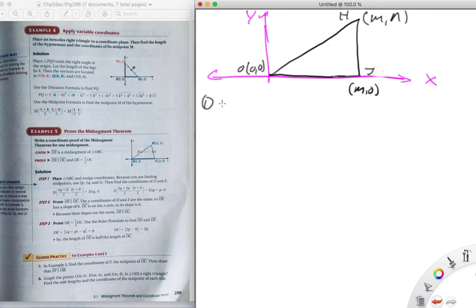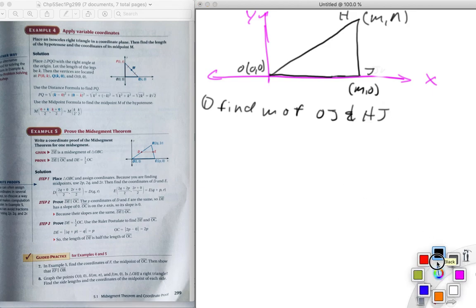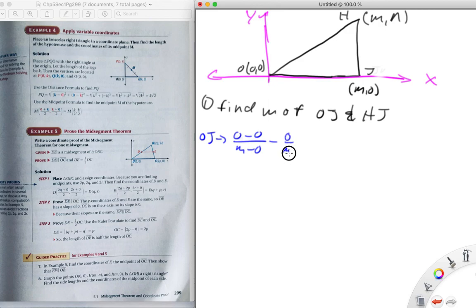So to find out if it's a right triangle, find the slope of OJ and HJ, and they should be negative reciprocals of each other. So if I was looking at OJ, slope of OJ, these are my 2's, these are my 1's, it's going to be M, 0 minus 0 over M minus 0, which is 0 over M, which equals a slope of 0.